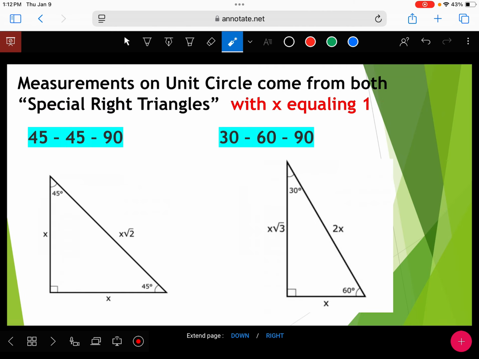You don't need to memorize this, but I just want to tell you where these come from. The values come from the two special right triangles, 45, 45, 90, and 30, 60, 90. Who remembers that in geometry? It's okay if you don't remember it. You don't really need to, but that's where it comes from.